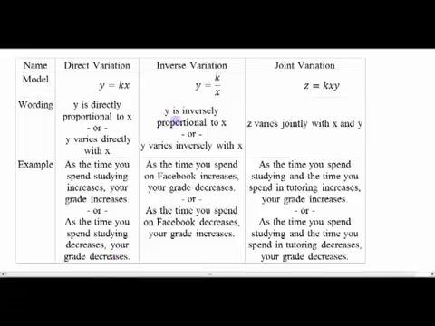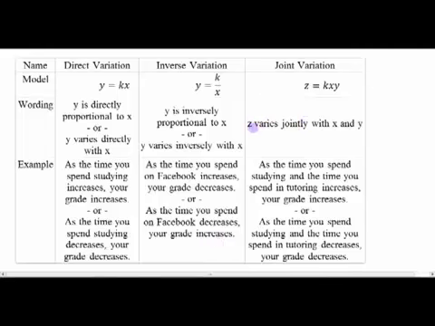With inverse variation, the language would say something like y is inversely proportional to x, or y varies inversely with x. And this would be a situation like as the time you spend on Facebook increases, your grade decreases. So they have opposite effects on each other. As the time you spend on Facebook decreases, your grade increases. So they're always moving in the opposite directions.